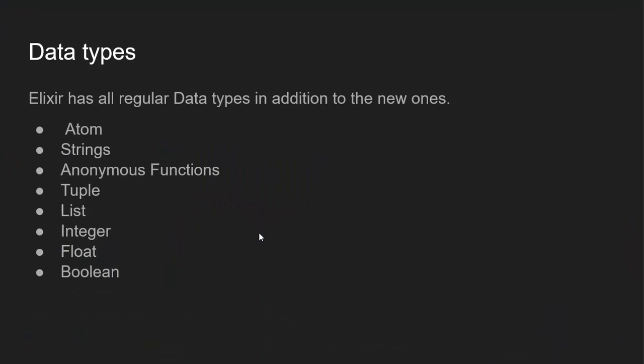Next we have is data type. Elixir has all the regular data types. In addition, Elixir has some unique data types for itself. For example, atom. Atom is a unique data type. In Elixir, atoms are depicted by the colon before their name.